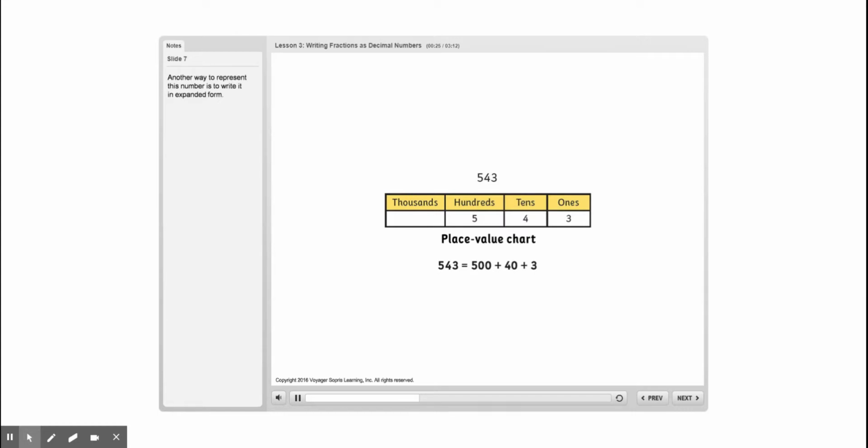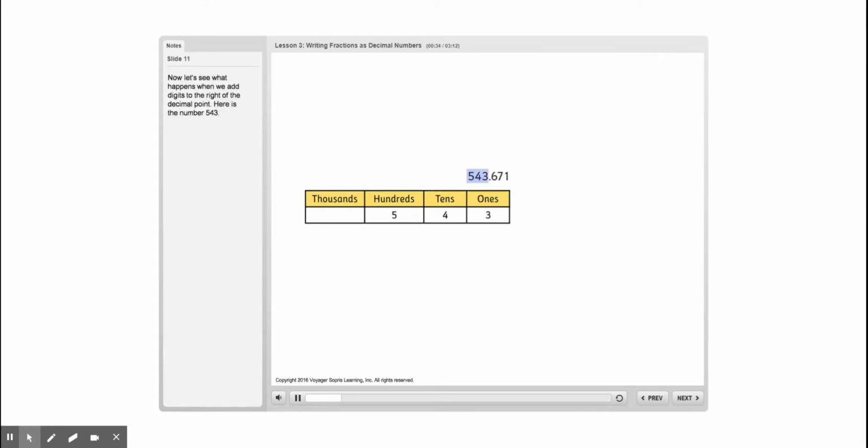Another way to represent this number is to write it in expanded form. 500 plus 40 plus 3. Now let's see what happens when we add digits to the right of the decimal point. Here is the number 543.